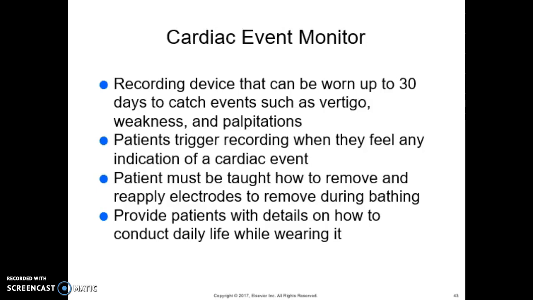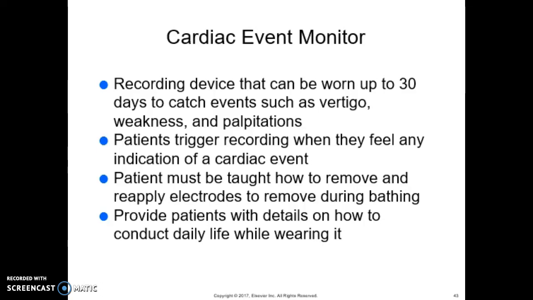Provide patients with details on how to conduct daily life while wearing it, because obviously if you're wearing something for 30 days, it can get in the way of certain things. So how do you think that the cardiac event monitor is different from the Holter monitor? So we know it's generally worn for a longer duration and can catch cardiac events that are difficult to record in just a 24-hour period. A lot of times patients are reporting these events and then nothing's happening if they only have the Holter monitor on for the 24-hour period, but if they wear it for 30 days, they definitely can report that.